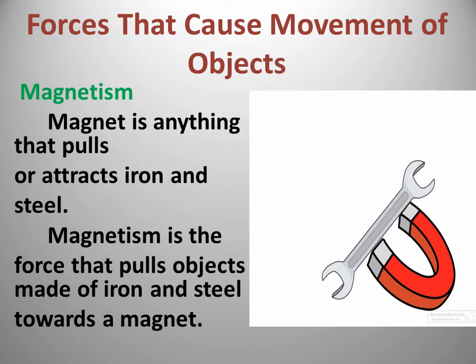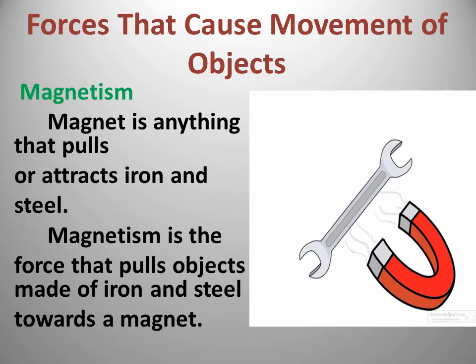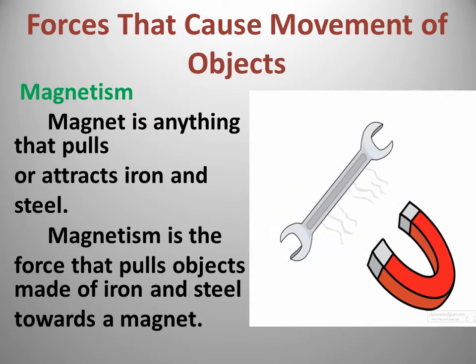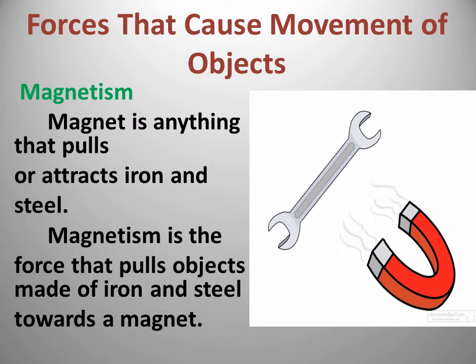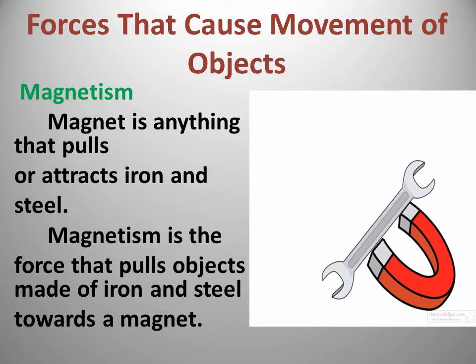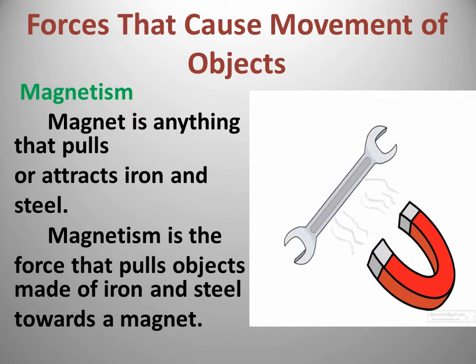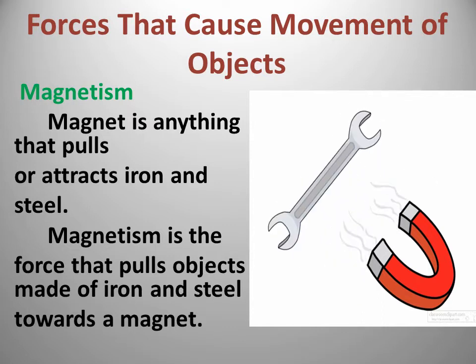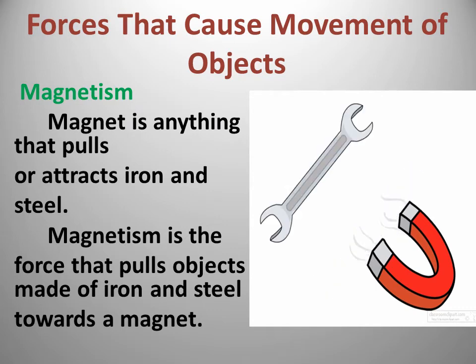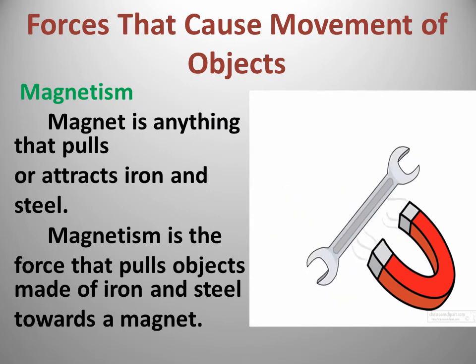Have you seen a magnet? Have you ever played with magnets? A magnet is anything that pulls or attracts iron and steel. Magnetism is the force that pulls objects made of iron and steel towards a magnet.